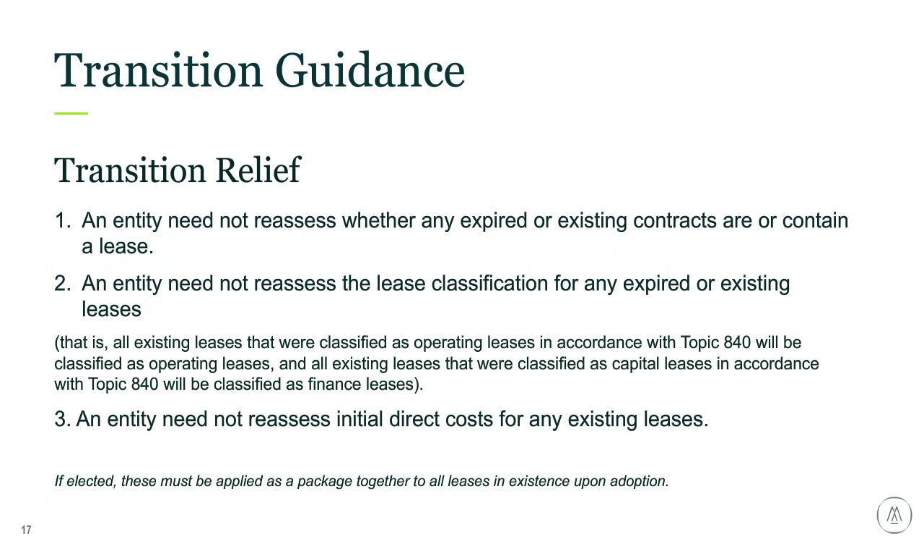Some other transition relief: you won't need to go back and reassess any of your expired or existing contracts to determine whether they contain a lease. You won't need to go back and determine the lease classification. So if you had previously deemed an operating lease to be an operating lease, you'll continue that treatment. If in the past you classified a capital lease because of those certain criteria, you'll determine those to be financing leases. You won't need to go back and do that reassessment. And any initial direct costs don't need to be reassessed as well.